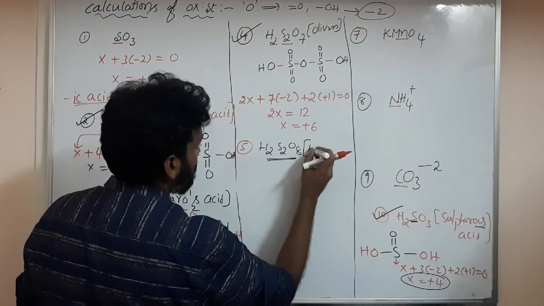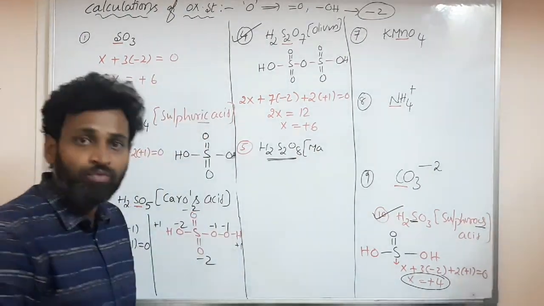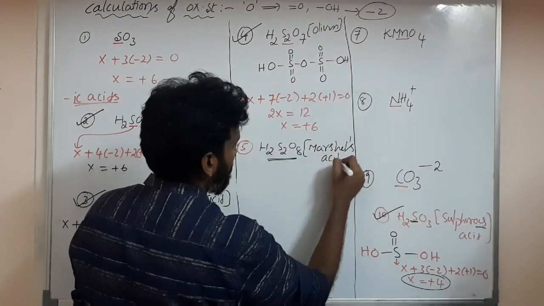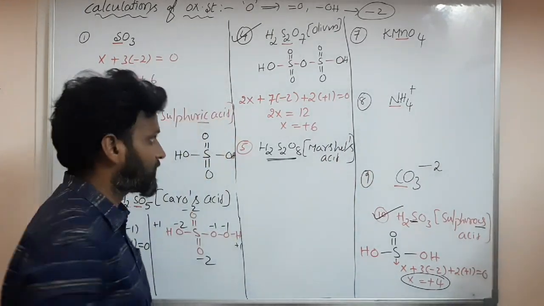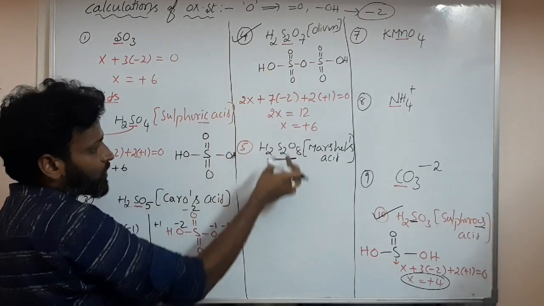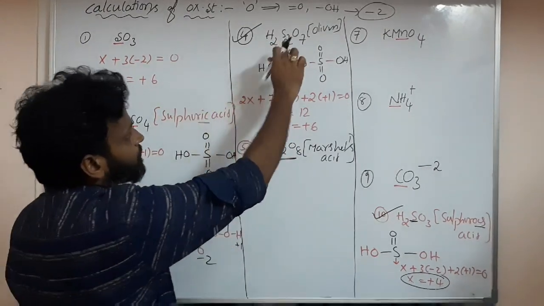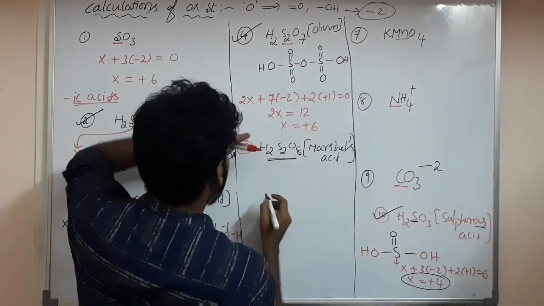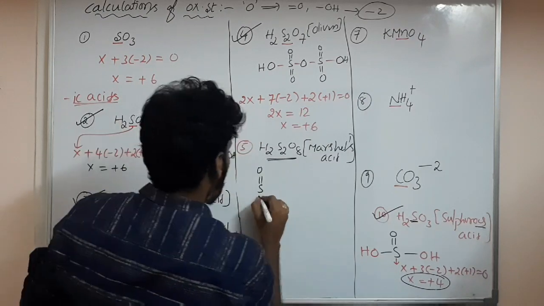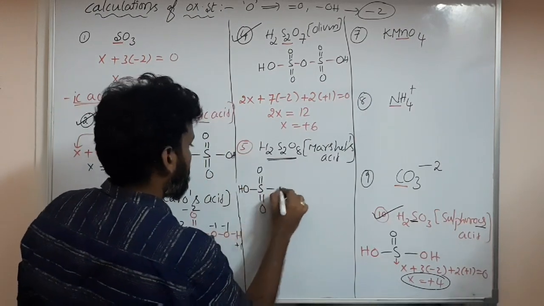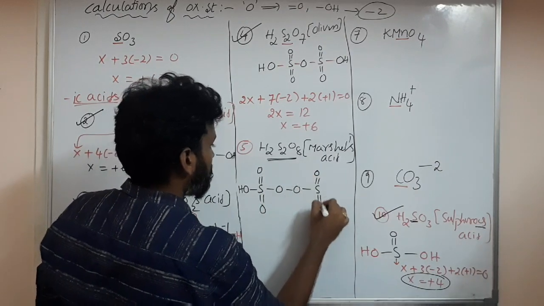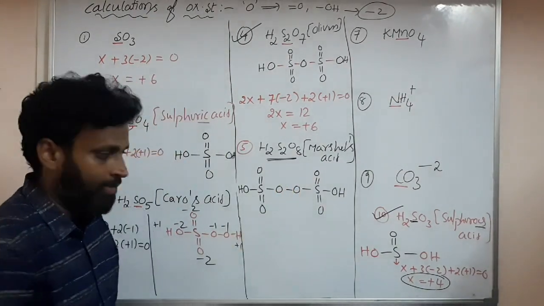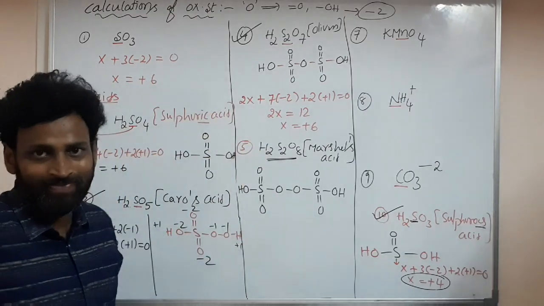H2S2O8. This is called peroxydisulfuric acid or else Marshall's acid. What acid is this called? Marshall's acid. Very simple. As it is H2S2O7, you write down here and just one more oxygen you write here. That's it, enough. Then what will you get? S double bond O, OH and O, S double bond O, OH. Now here you have a peroxy bond. O, single bond O. That's it.